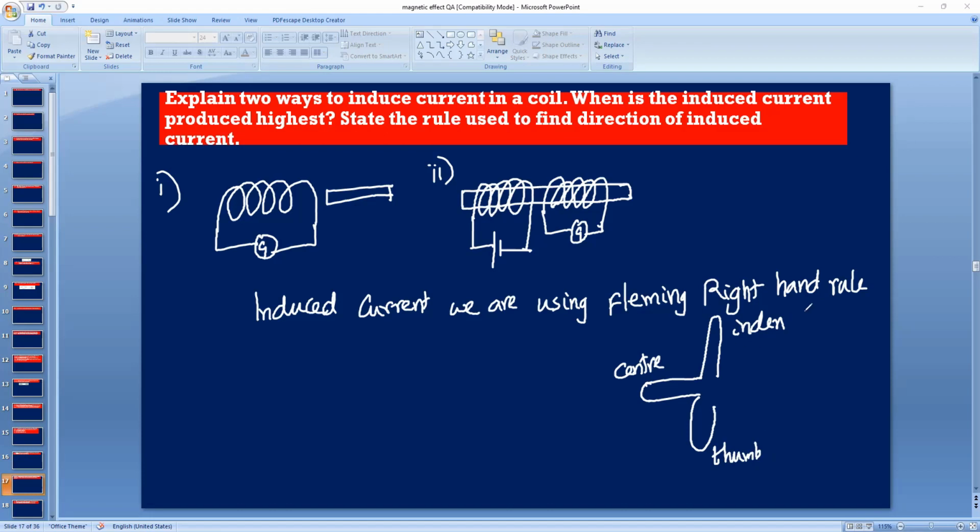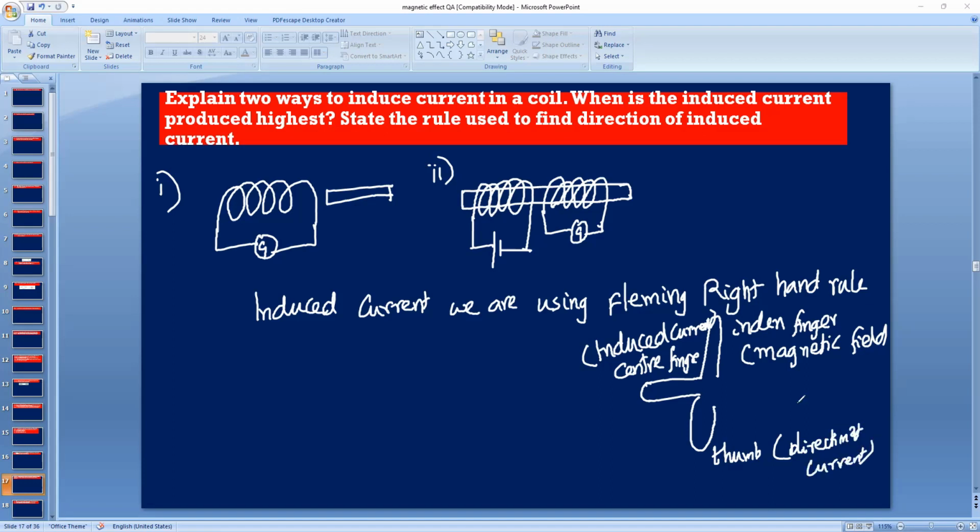Okay. The index finger will give the magnetic field. Center finger will give the induced current. Thumb finger will indicate the direction of current. So according to that, while using Fleming's right-hand rule, we are able to identify the induced current.